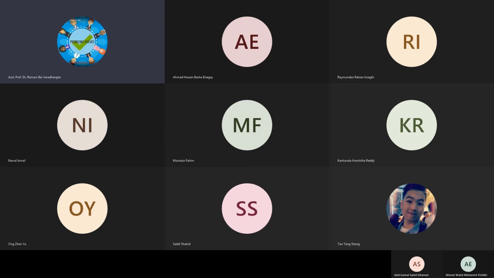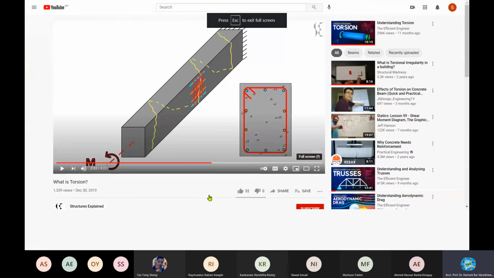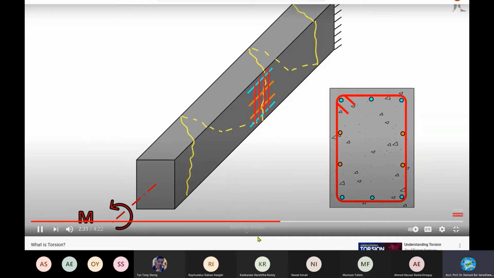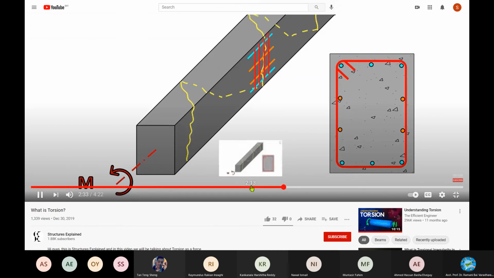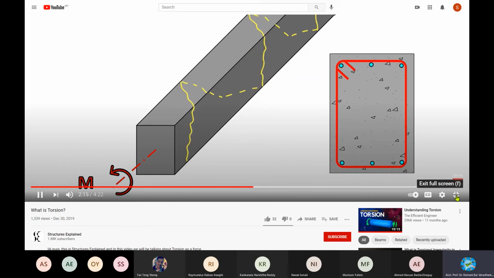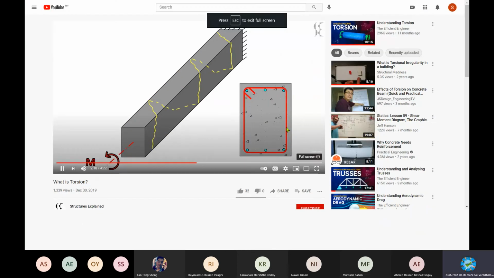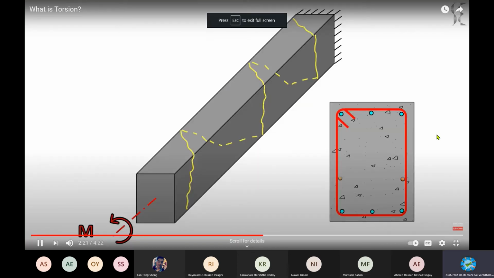I'll go back to the video. Stirrups, right? This portion, see? If you want, I rerun this portion only. This is called stirrups.